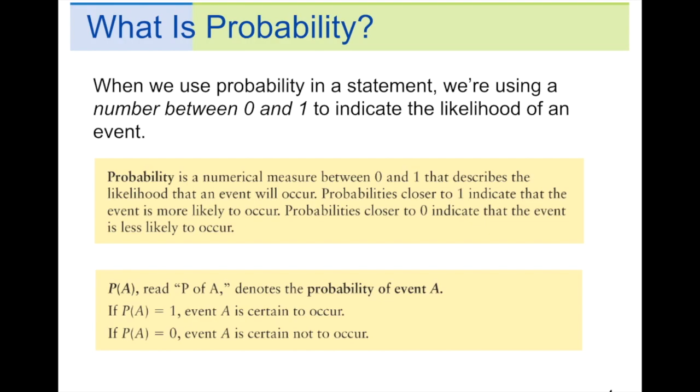P of A denotes the probability of event A. If P of A equals 1, event A is certain to occur. If P of A equals 0, event A is certain not to occur. So it's essentially 1 and 0 are 100%, 0%. So if you get a probability of A being 0.85, that's 85% chance that event A is going to happen.